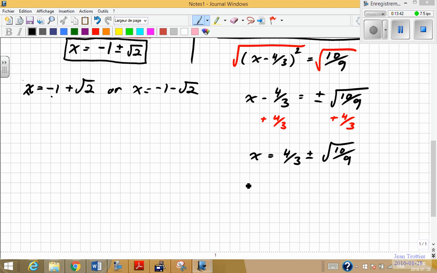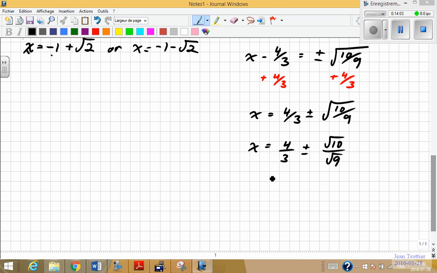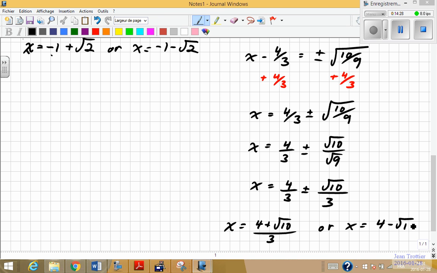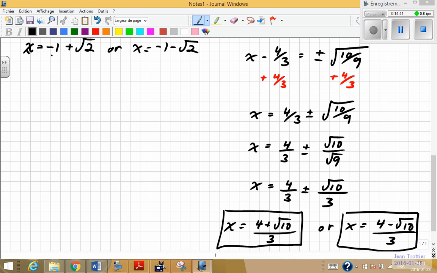So this is an interesting one because you can actually simplify it a little bit. We'll go x equals 4/3 plus or minus root of 10 over root of 9, and root of 9 here simplifies to 3. So finally, we can write both of our answers. So the first value of x possible is 4 plus root of 10 over 3, and the second one is x equals 4 minus root of 10 over 3. So I just write the 3 once because it's a common denominator, and when you're dealing with fractions, you can only add them if the denominator is common to both fractions.